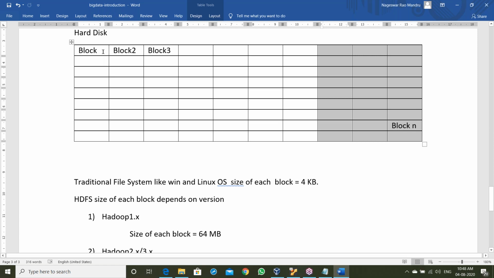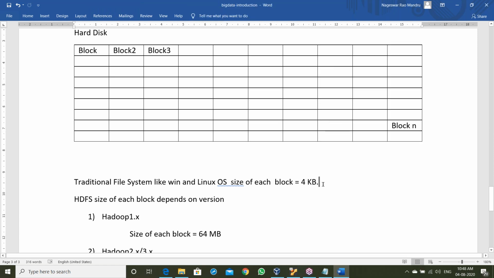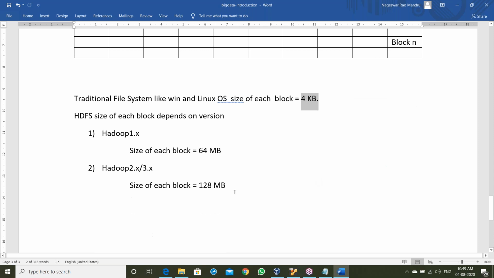So what is that block? That block contains 4 KB. If it is Windows or Linux, the size of each block is only 4 KB. But in Hadoop, it is 128 MB. We are going to work with the second and third versions of Hadoop, so for that reason the size of each block is 128 MB.